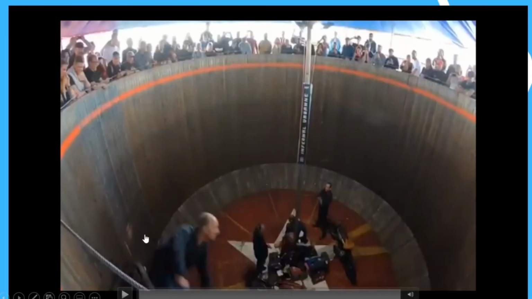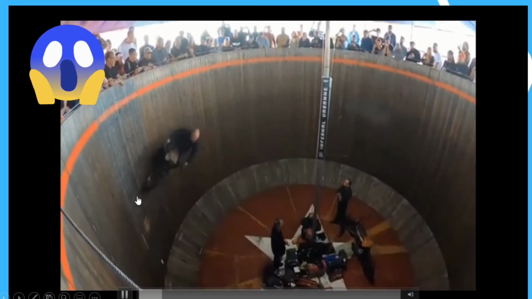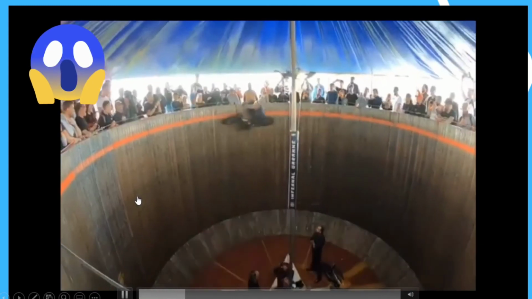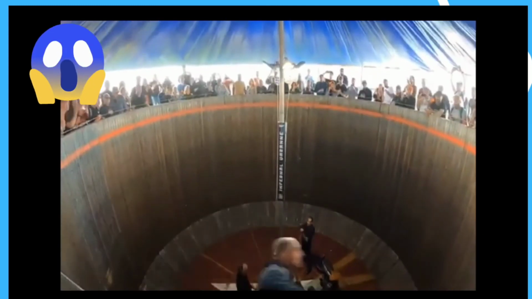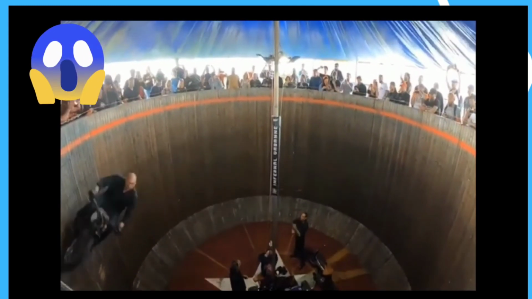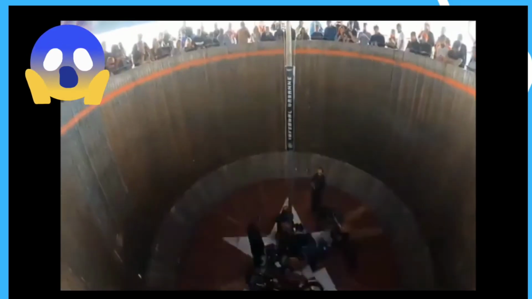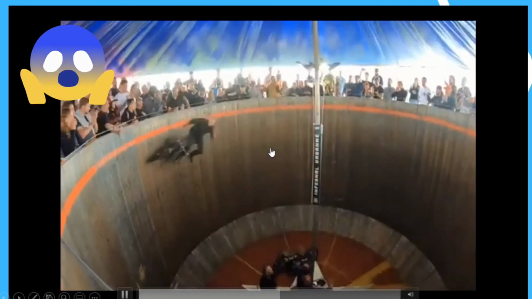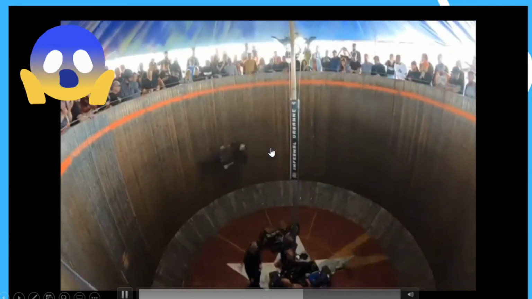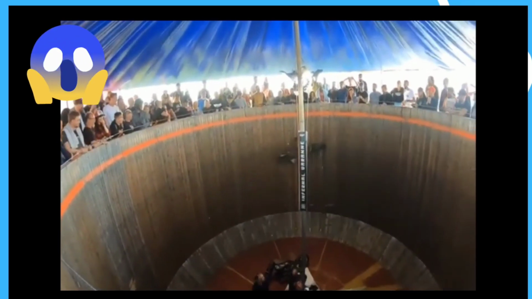Let us watch this stunt or daredevil, or what do you call this one? That is the wall of death. So only professionals can do that. So yung mga professionals lang yung nakakagawa niyan.